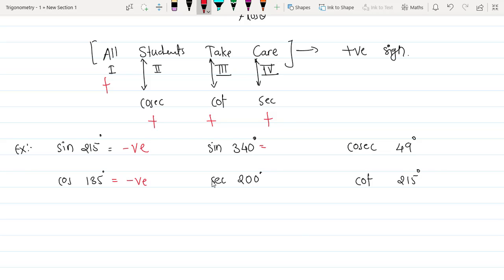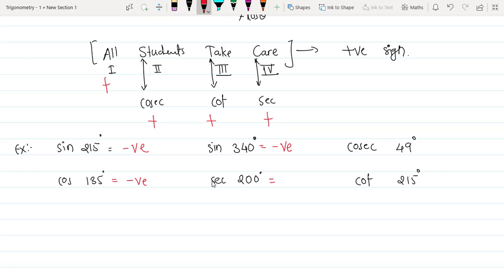340. So 340 lies in which quadrant? Fourth quadrant, because 270 to 360 is the range of the fourth quadrant. So in the fourth quadrant only cos is positive. All students take care, care means cos. Only cos is positive, but we have sine. So what sign will you give here? I will keep the minus sign.